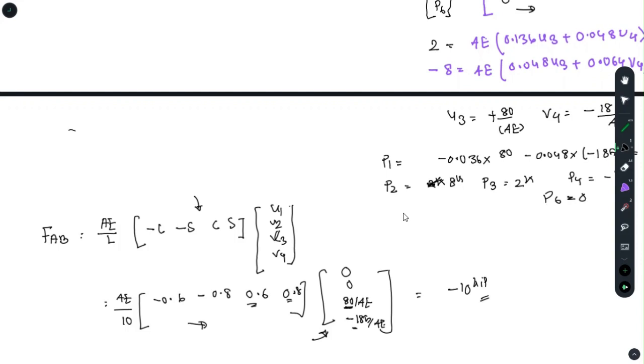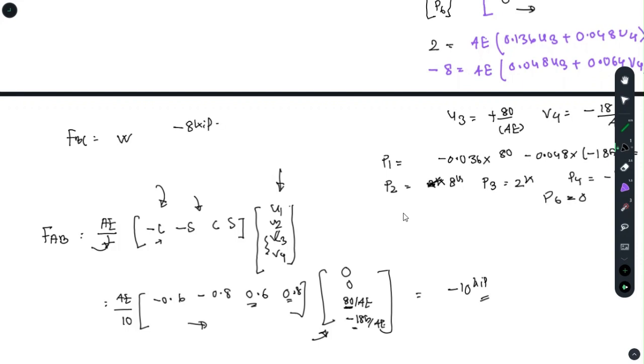Similarly, you can find the bar force of member BC. You have the same equation. You may have a different length, different cross section, and other things. The C value and S value will be different, and the displacement matrix would be different, because for member BC you have U3 and V4 at point B, and at point C you have displacements U5 and V6. So you can find FBC as well. Try that, and I'm writing the value. The value would be minus 8 kip.